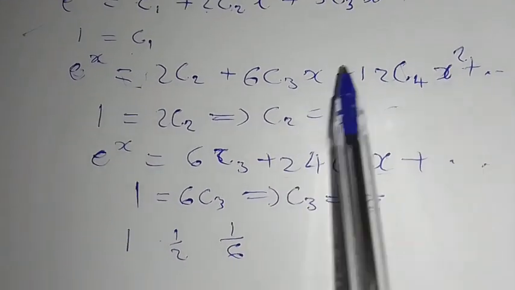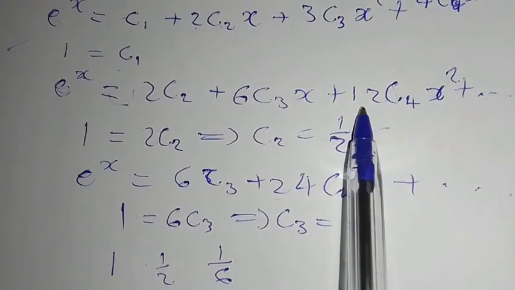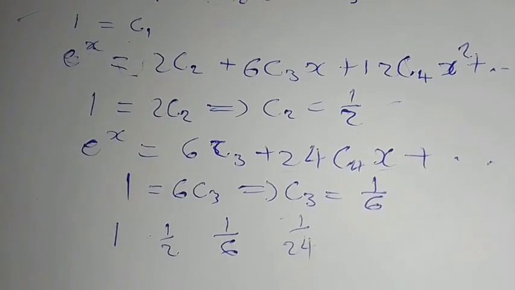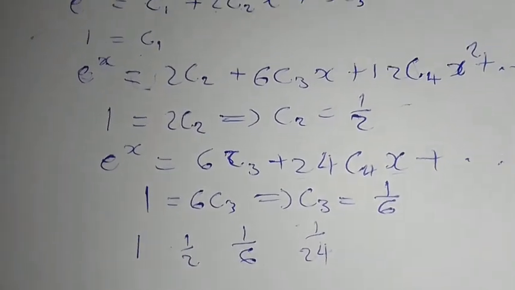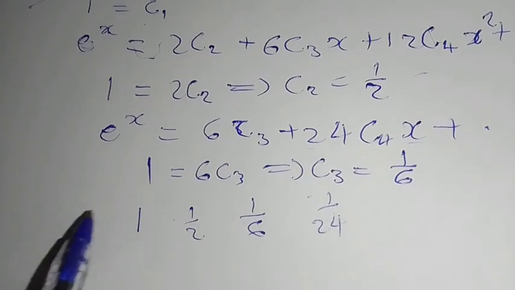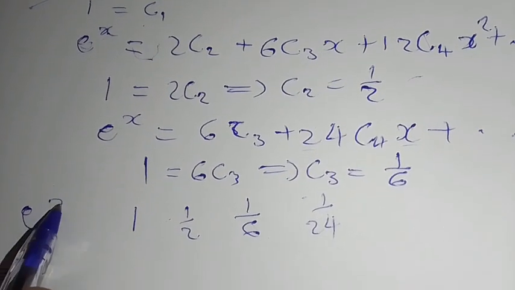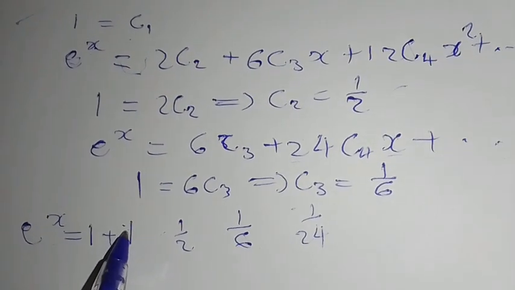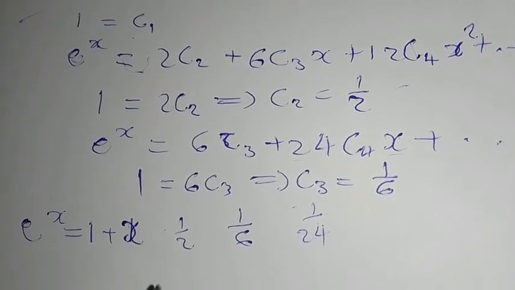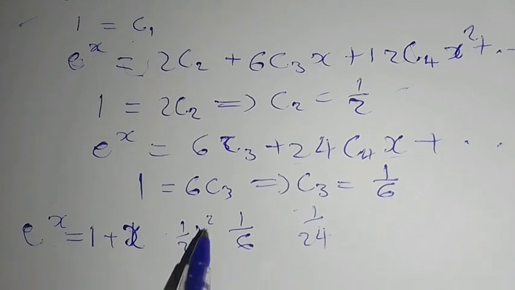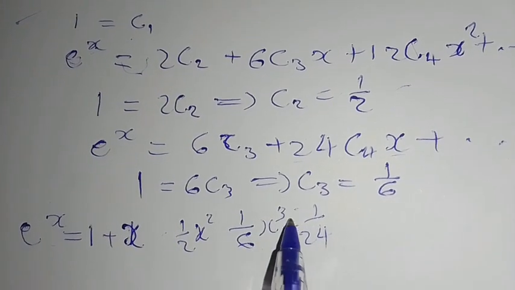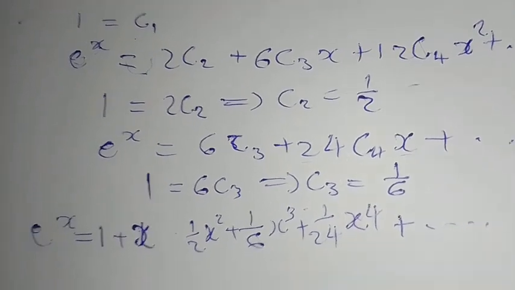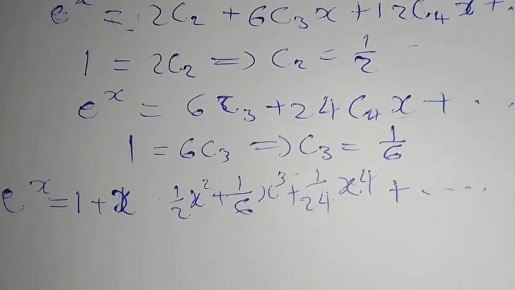If we take the fourth derivative, notice that we'll have 2 times 12, which is 24. So we expect that c4 will give us 1 over 24. So in a way, e to the x is basically equal to 1 plus 1x, which is just x, plus x squared over 2, plus x cubed over 6, plus x to the fourth over 24, and we can do this a number of times.